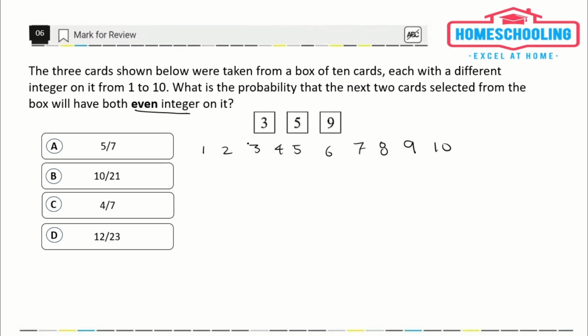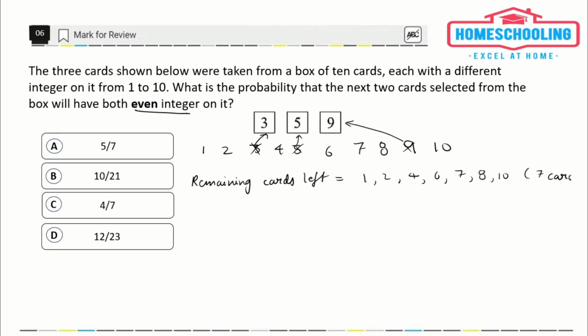So we have 10 cards here, and we have taken out these cards 3, 5, and 9. Now, how many cards are left? The remaining cards left are 1, 2, 4, 6, 7, 8, and 10. So 1, 2, 3, 4, 5, 6, 7. So total 7 cards are remaining.